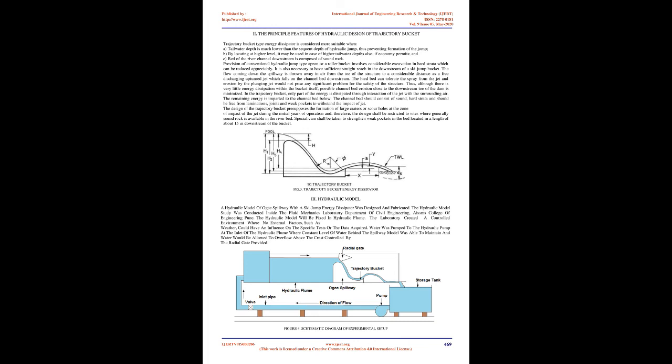In the trajectory bucket, only part of the energy is dissipated through interaction of the jet with the surrounding air. The remaining energy is imparted to the channel bed below. The channel bed should consist of sound, hard strata and should be free from laminations, joints, and weak pockets to withstand the impact of the jet. The design of the trajectory bucket presupposes the formation of large craters or scour holes at the zone of impact of the jet during the initial years of operation and, therefore, the design shall be restricted to sites where generally sound rock is available in the river bed.